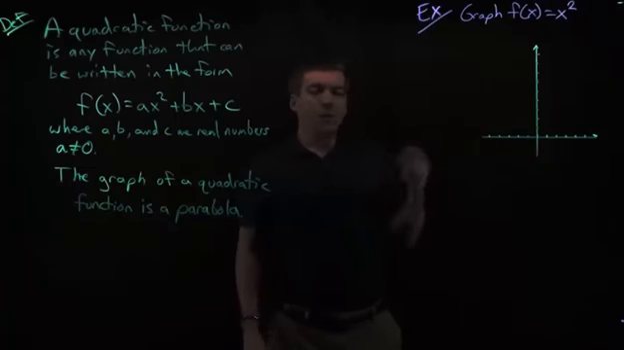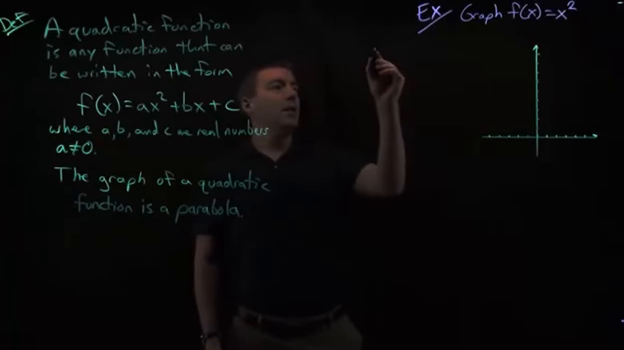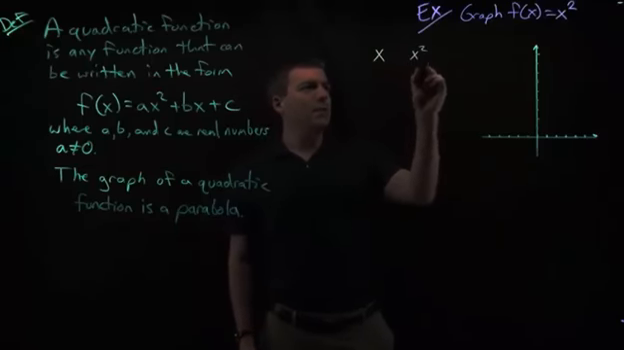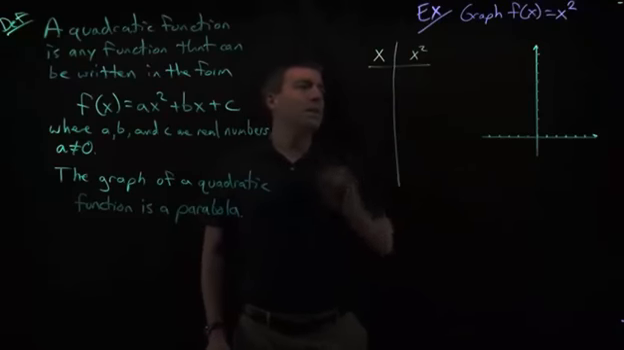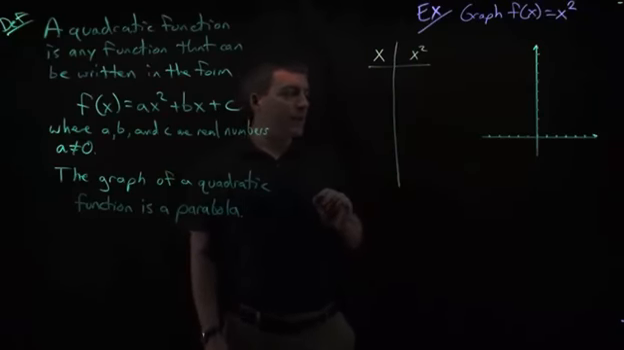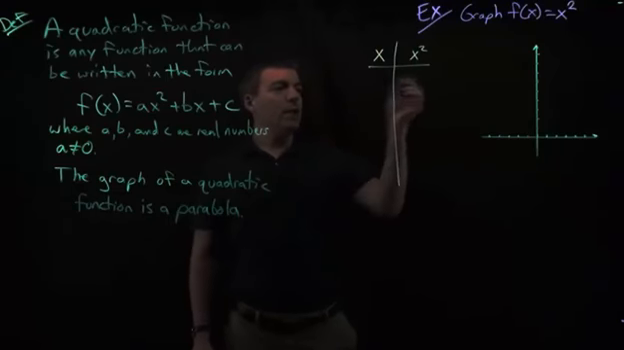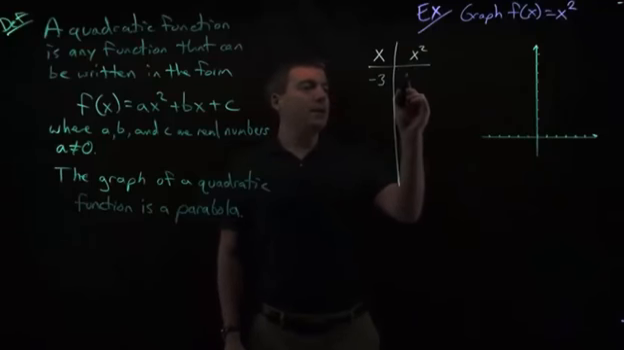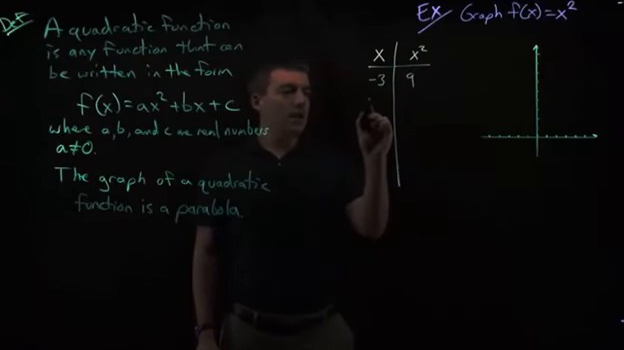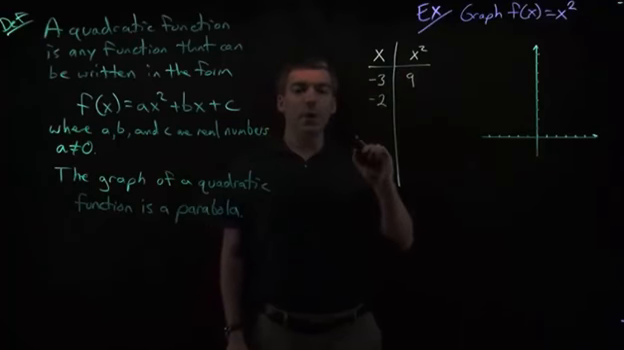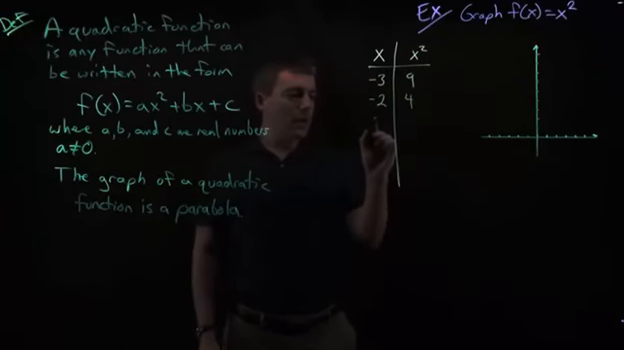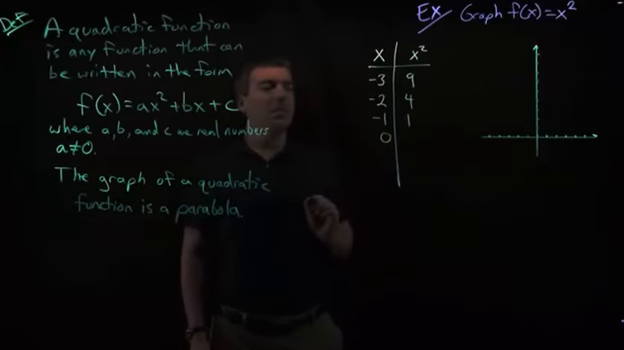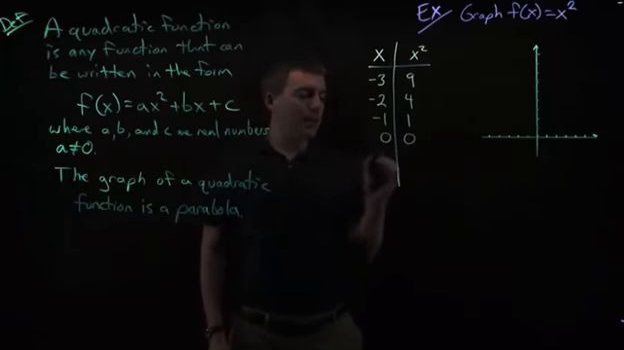So if we want to plot it, let's make a table. So we'll have x, and then f of x. I'm going to go ahead and write x squared. This is f of x. And let's pick some x values. Let's start with, say, negative 3. Negative 3 squared is positive 9. Negative 2. Negative 2 squared is 4. Negative 1. Negative 1 squared is 1. 0. 0 squared is 0, so the origin will be on the graph.